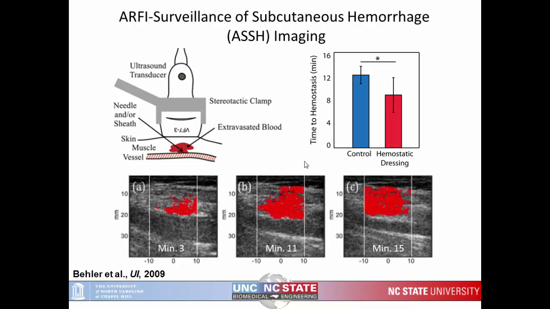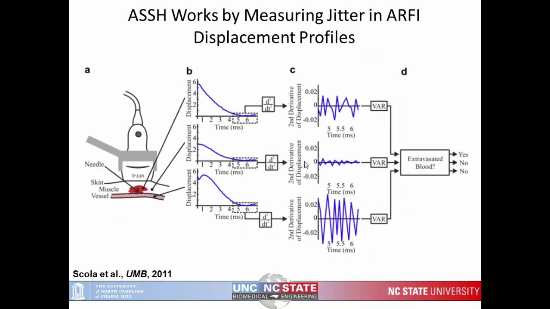And we've shown in preclinical and clinical studies that we can actually measure time to hemostasis. This data set was from one of our clinical studies where we showed significant reduction in time to hemostasis with patients that had a hemostatic dressing versus controls that just had manual compression alone. So how does ASH work?